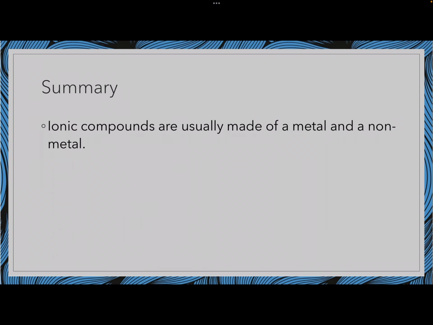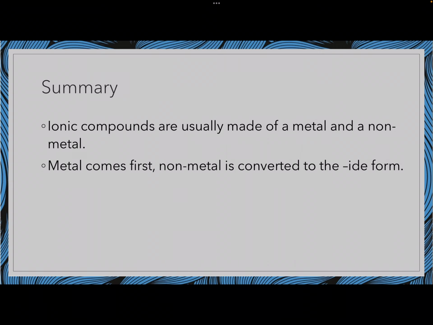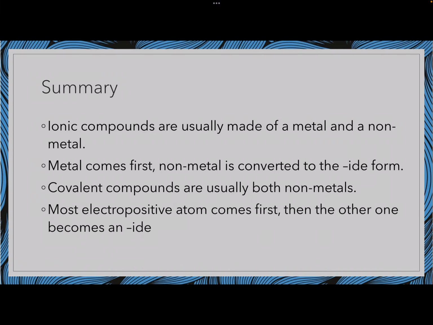So, a bit of a summary for today. Ionic compounds are usually made of a metal and non-metal. Again, it's not a hard and fast rule, just most of them are. The metal comes first, the non-metal is converted to the ide form. Covalent compounds are usually both non-metals. The most electropositive atom comes first, and the other one becomes an ide. And we use prefixes to show how many there are of each. And again, we just ignore that first mono. For whatever atom comes first, we don't bother with the mono if it's there, but we do need to put di or tri if there's more than one.